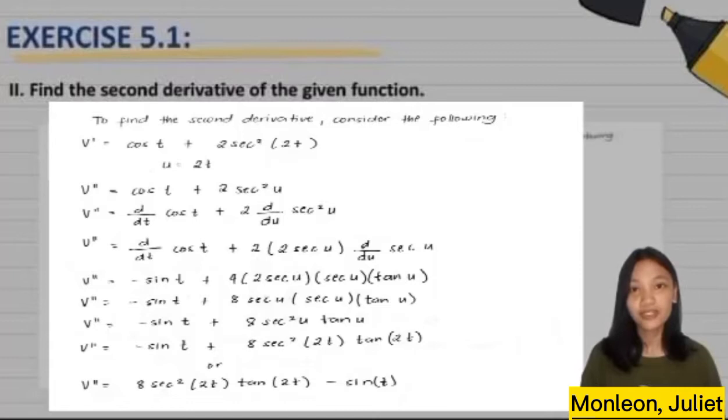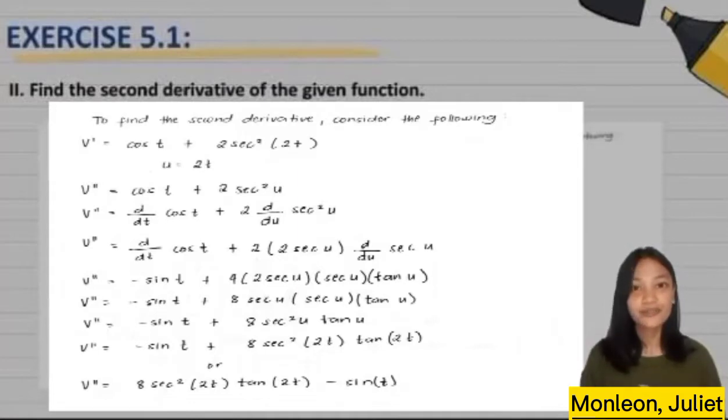So, the second derivative of v with respect to t is equal to negative sine t, since it is the derivative of cosine of t, plus 2 times the quantity 2 secant u times secant u tangent u. So, 2 times 2 is 4. 2 times secant u is 2 secant u. Let us simplify this and we will get 8 secant u times secant u times tangent u.